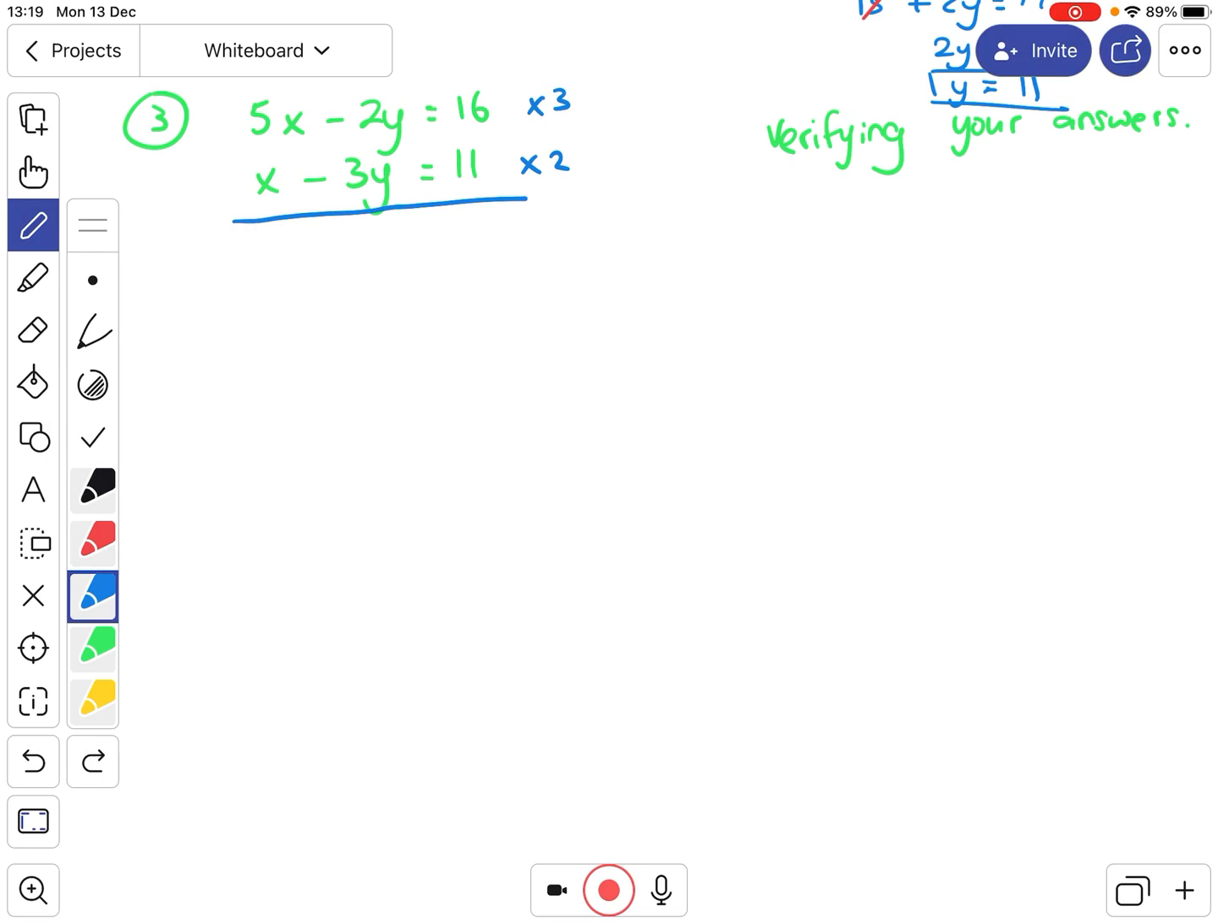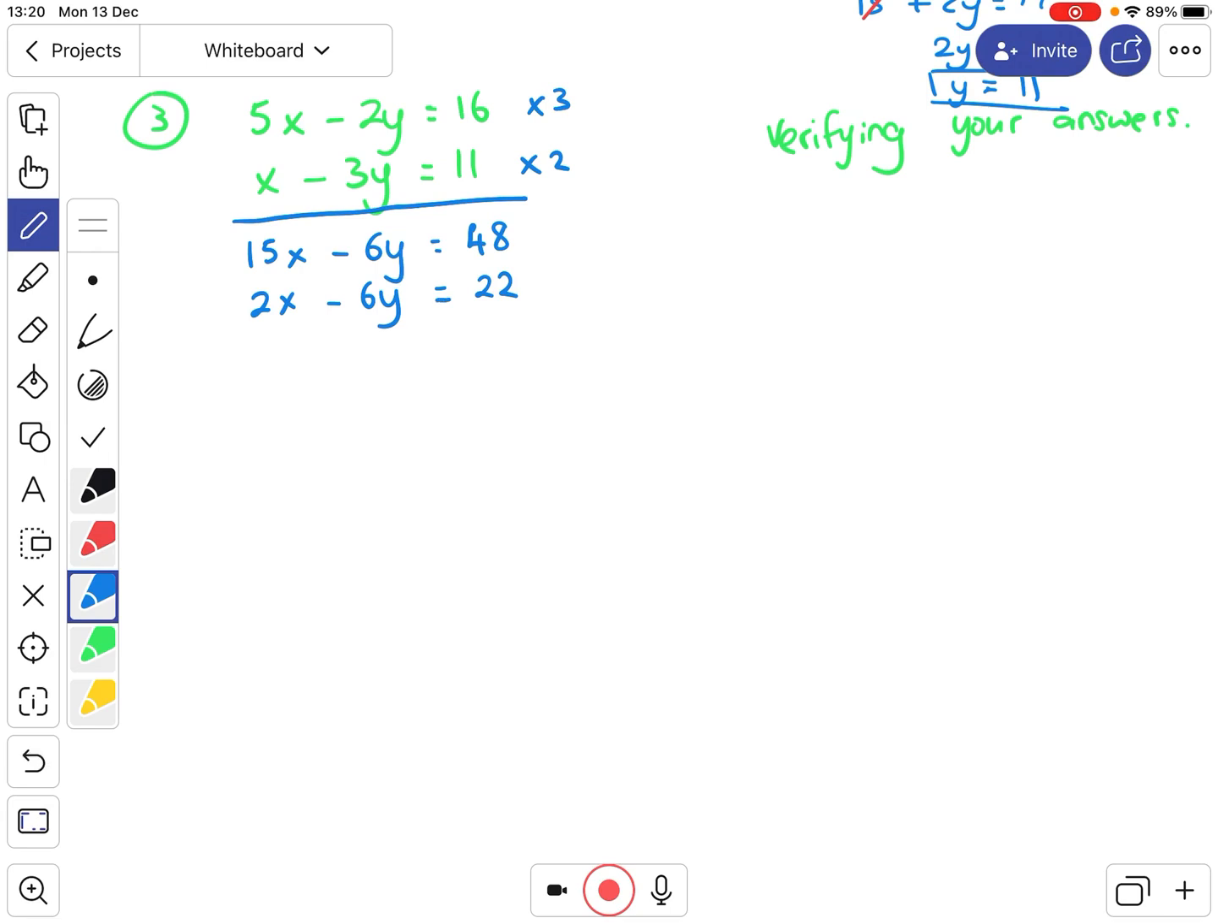So I'm going to multiply my top line by 3. So 3 by 5 is going to give me 15x, minus 2 3s, that's 6y, and then that's going to be 48. My second line then, I'm multiplying all that by 2. So that's going to make that a 2x, a minus 6y, and equals 22.